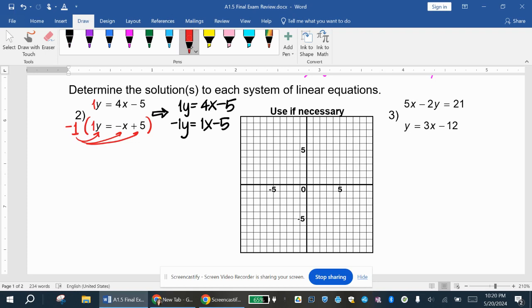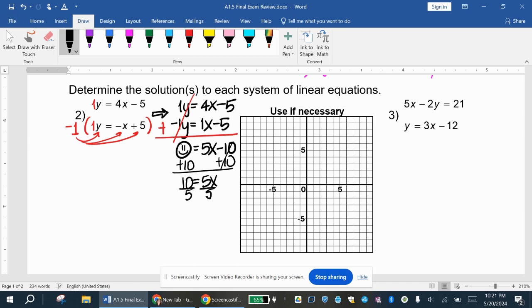That's why it's called elimination. So when I eliminate these, boop, adios, y's, I get 0 equals 5x minus 10. And then I just keep solving. So I'm going to add the 10, divide by 5. So I get that x is 2.